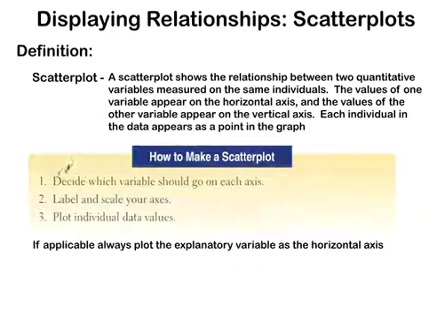So how to make a scatter plot. First, you're going to decide which variable should go on each axis. 2, you're going to label and scale your axes. And 3, plot individual data points. If applicable, always plot the explanatory variable as the horizontal axis, so that would be like your x-axis.